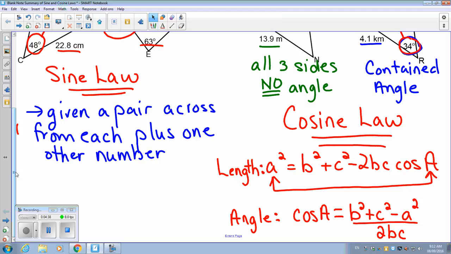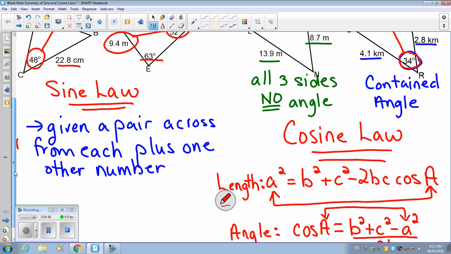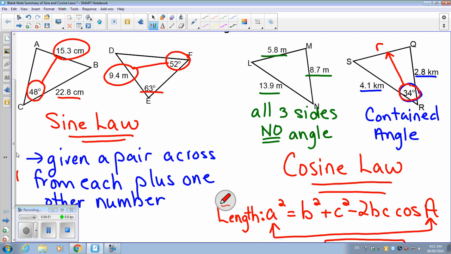And same thing. The angle you're figuring out and the side you subtract are going to be across from each other. So if I go back to my picture up here, I can figure out any of the angles, but whatever side I put in the subtracting place has to be across from the angle that I'm finding. So if I subtract 5.8 in my formula, I'm figuring angle N.